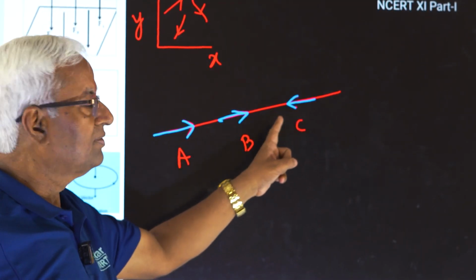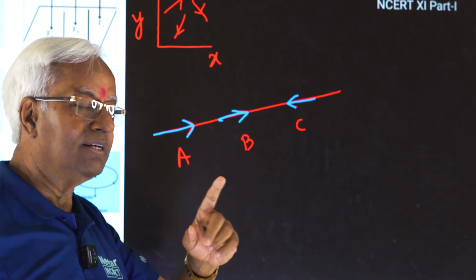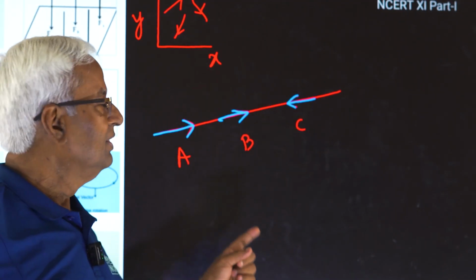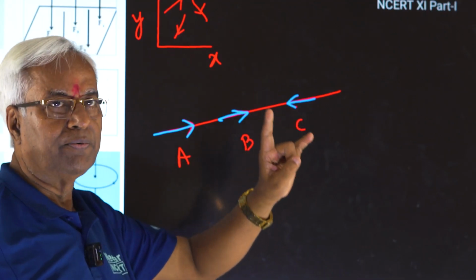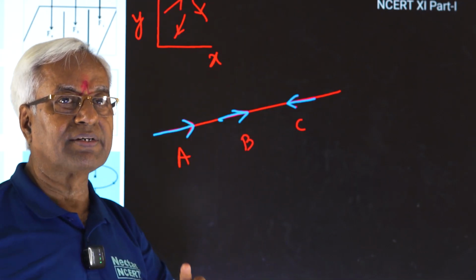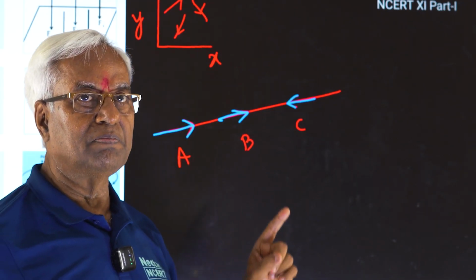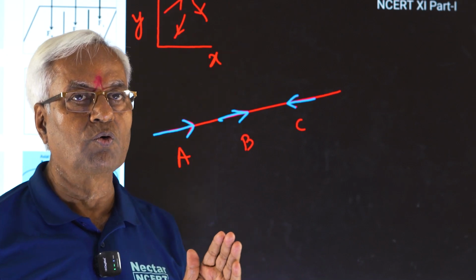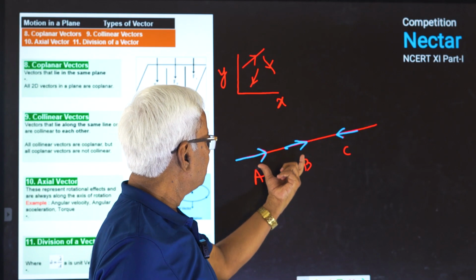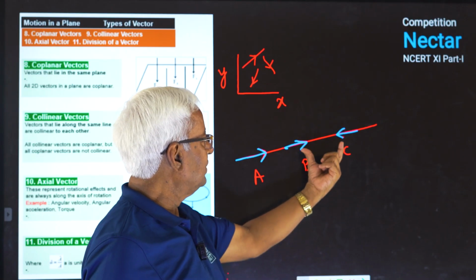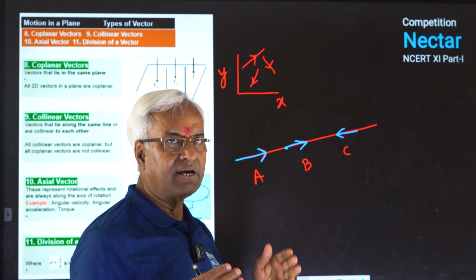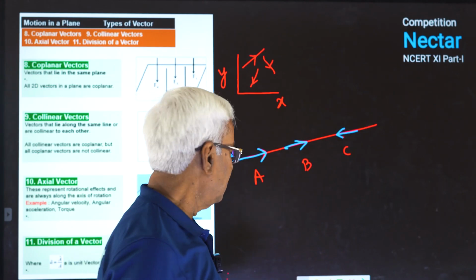The thing to be noticed is the line is the same. On one line, you are having these three vectors. You might have any number of vectors. These all will be known as collinear vectors. So all the vectors lying on the same line are termed as collinear vectors. This set of two vectors, they are parallel, these are antiparallel, meaning collinear vectors can be either parallel or antiparallel.